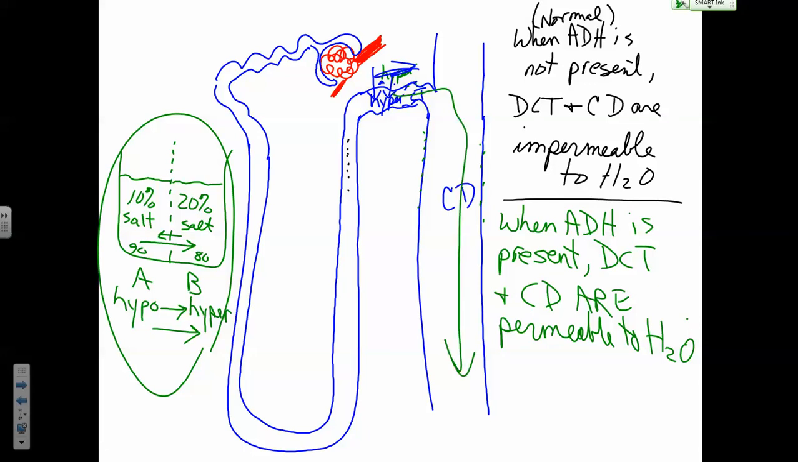Sometimes your urine's more diluted than it is at other times, isn't it? Have you ever noticed, if you've gone a long time without drinking water, your urine is very concentrated? That's because ADH is kicking in. So you're reabsorbing water. You don't have as much in your filtrate. And so your urine's going to be more concentrated.